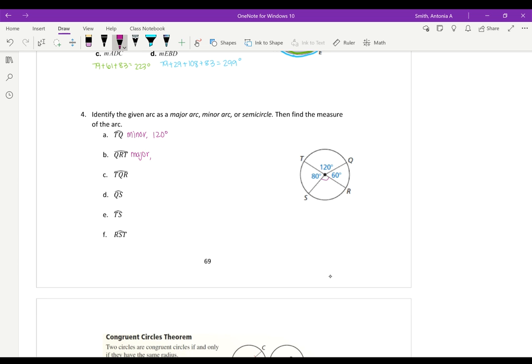So to find this piece right here, I'm just going to take that I know there's 360 degrees in a circle, and I'm going to take out the ones I already know. So 120, 60, and 80.